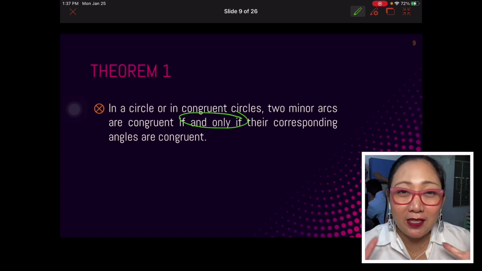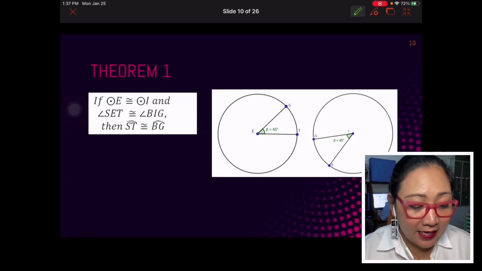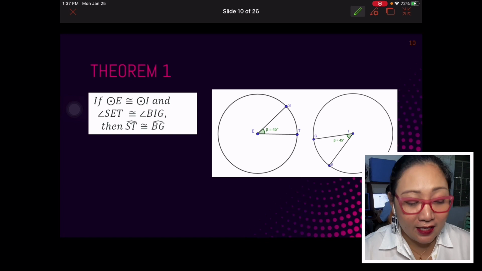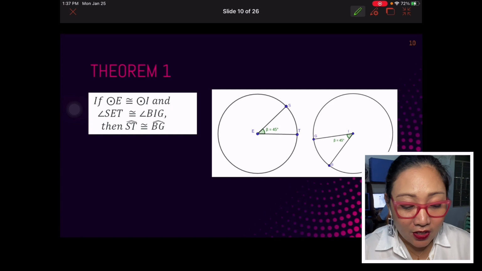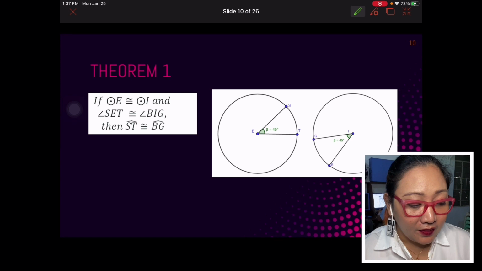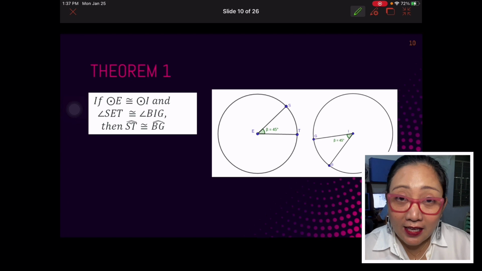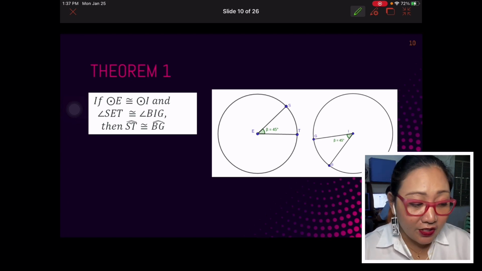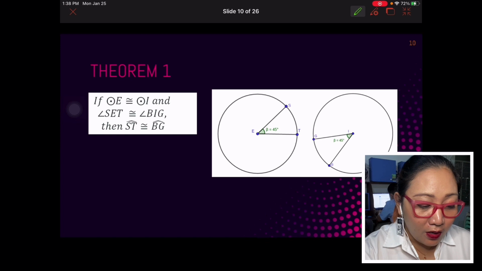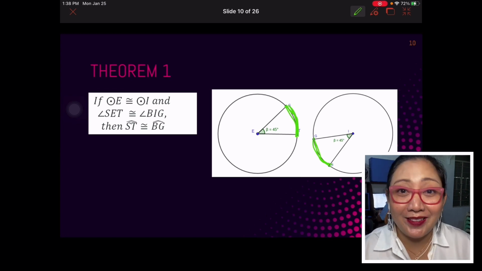Okay? So, para mas maintindihan nyo siya, maglagay tayo ng visual. So, let's say I have this one. I have circle E, tsaka si circle I. Now, si circle E, meron pong central angle SET, at saka si circle I, ay may central angle na BIG. Now, since we are given that these two circles are congruent, and if angle SET is congruent to angle BIG, then yung kanila pong corresponding arcs, si arc ST, at saka si arc BG, excuse me po, ay congruent din.